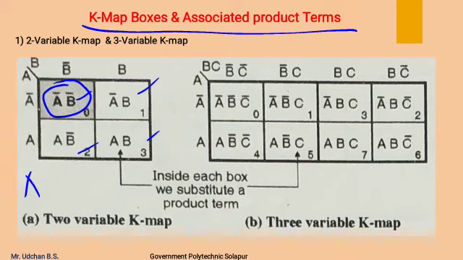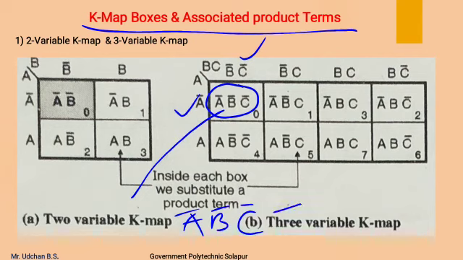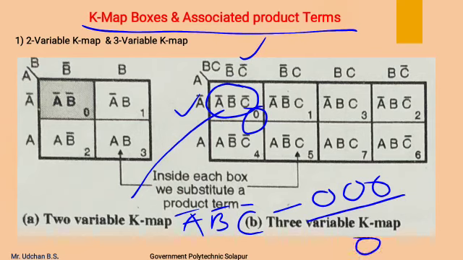So this is the sequence, that is 0 1 2 3, which we are going to follow for the two variable K-map. Again, for the three variable K-map, this is the position of A bar B bar C bar, so we get over here A bar B bar C bar as the product term, which has values 0 0 0. So this cell is represented by a 0, as 0 0 0 has the equivalent number 0.